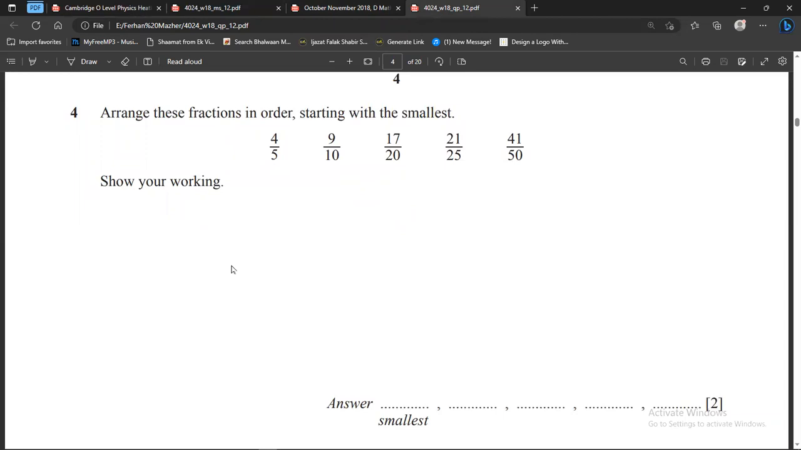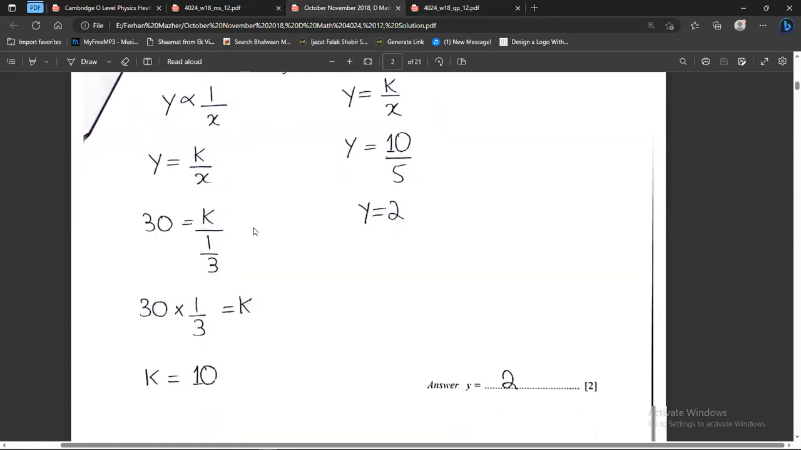That is, I will make the denominator 100. So for that purpose, the first fraction will be multiplied with the 20. Second fraction will be multiplied and divided with the 10. Third fraction will be multiplied and divided with the 5. The fourth fraction will be multiplied and divided with the 4. And the last fraction will be multiplied and divided with the 2. Then the denominators will become same.